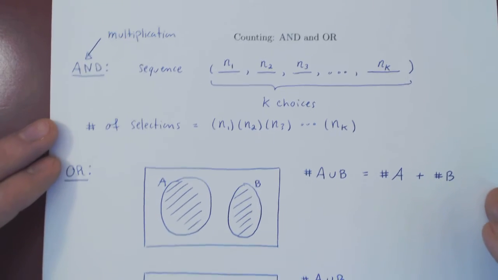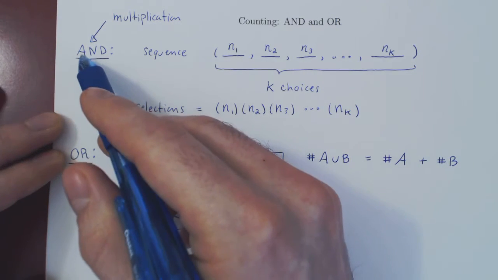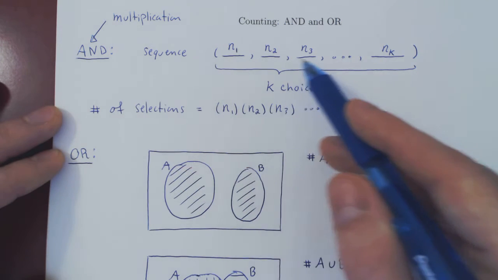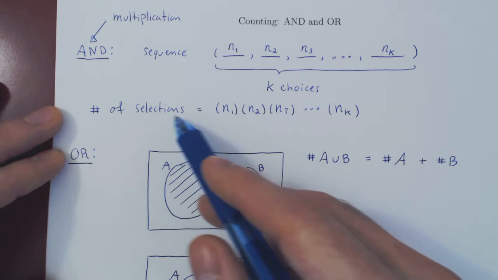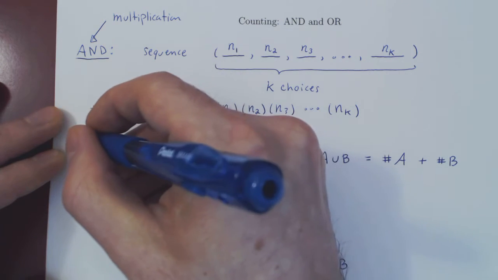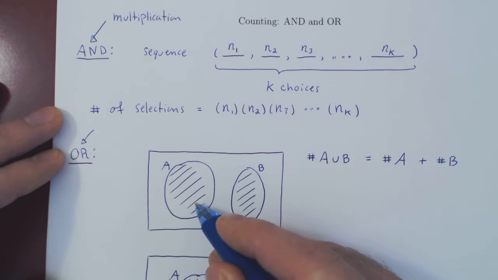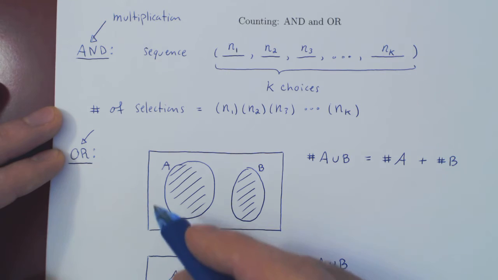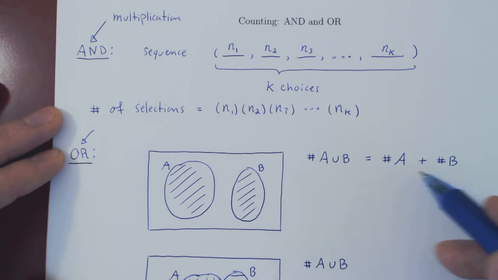So, our conclusion is quite simple. When you use the word and, the implication is almost always a sequence of choices, therefore a multiplication to get the total number of selections. When you use the word or, you mean a partition of what you're counting, which means an addition of the different parts.